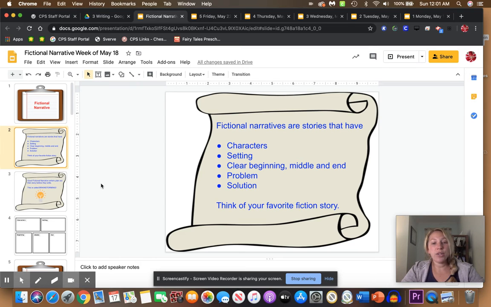So, as a good fictional narrative writer, you should be thinking about your story and who your characters are. Where is your story going to take place? What happens in the beginning? What happens in the middle? What happens at the end? What was the problem? What did the character want, but something got in his or her way? And how did they fix that problem? How did they solve it? These are all the things that we think about when we're both reading and then writing a fictional narrative.